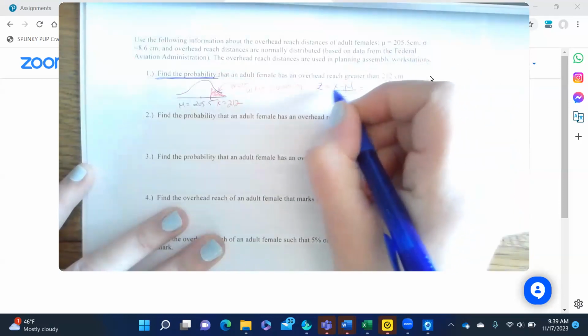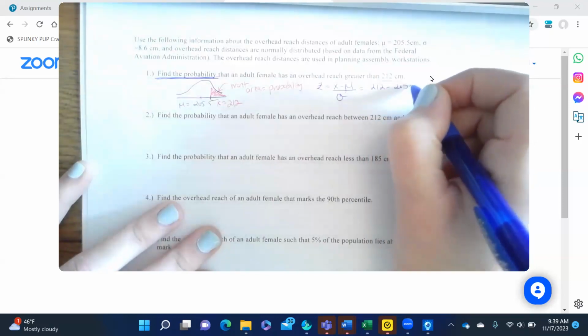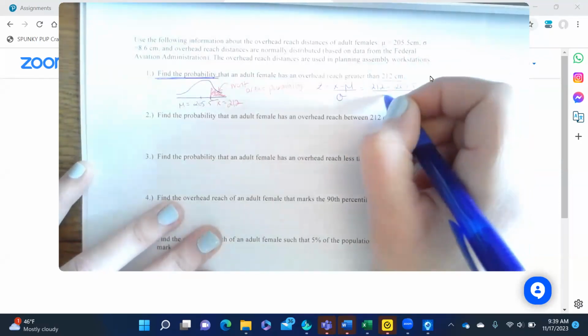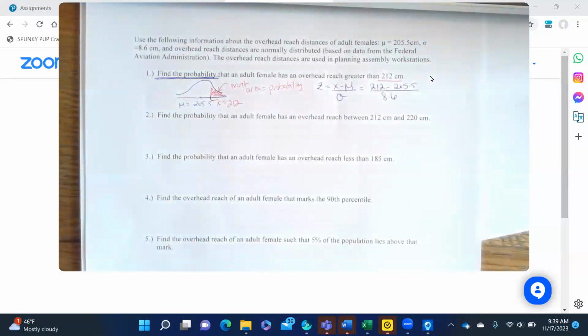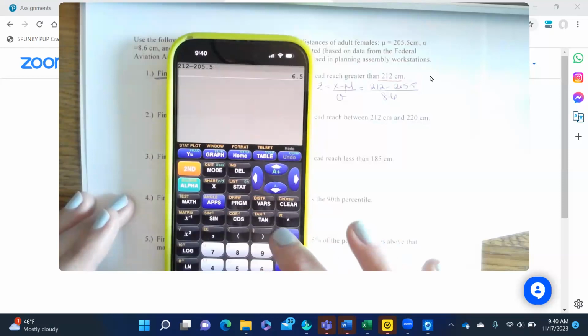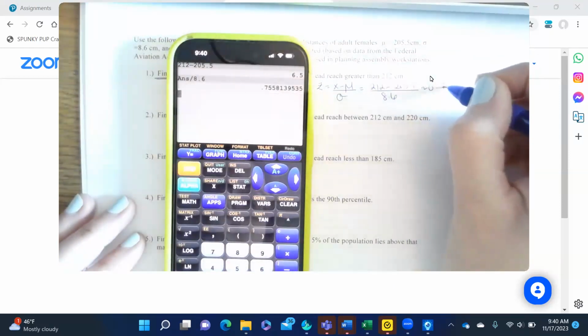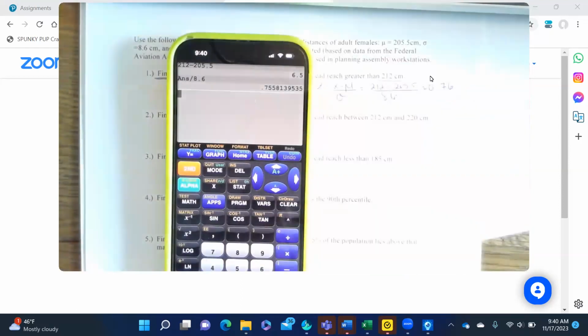So I'm going to start by plugging in the x value, which is 212. I'm going to subtract the mean, and then divide by my standard deviation, which in this particular case happens to be 8.6. And then I'm just going to take my calculator out and go through that. So I have 212 minus 205.5, do that part first, divided by 8.6, and I get about 0.76 if I round to 2 decimal places.